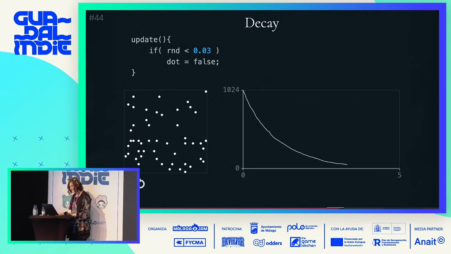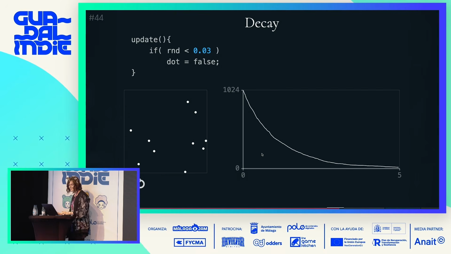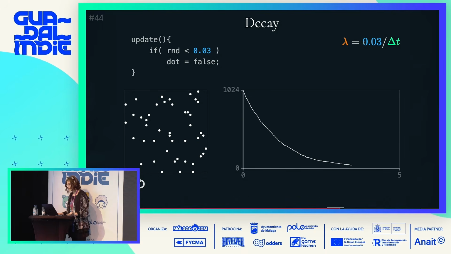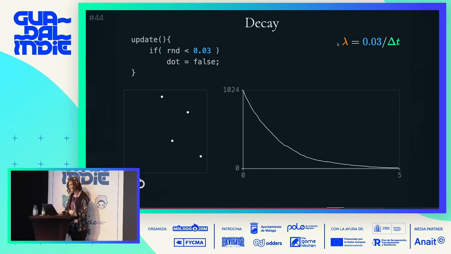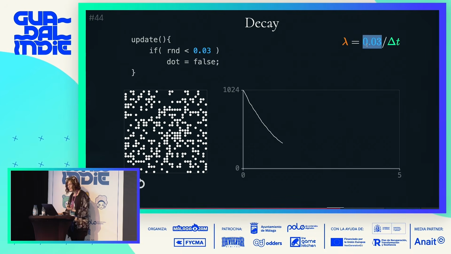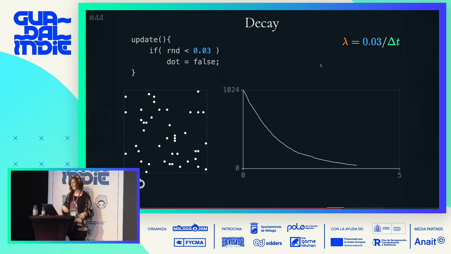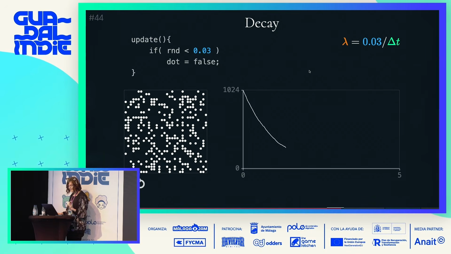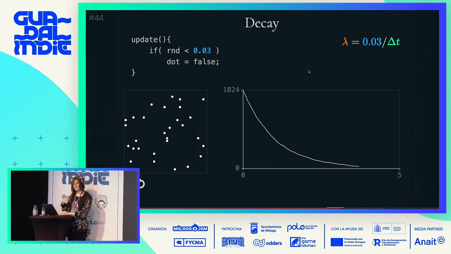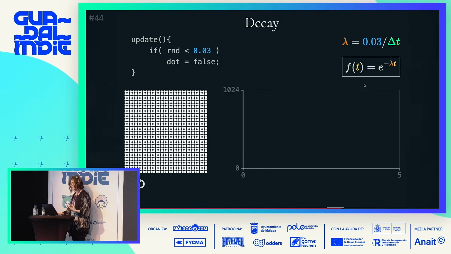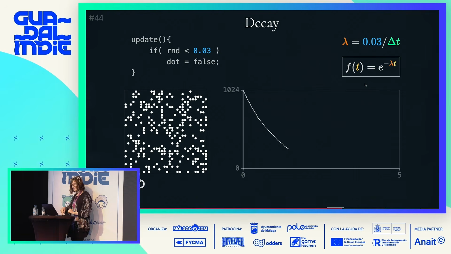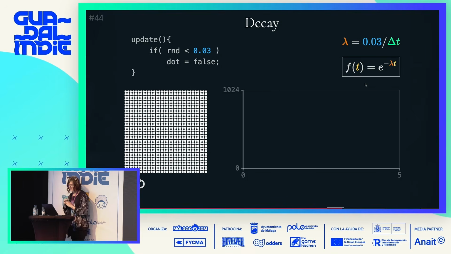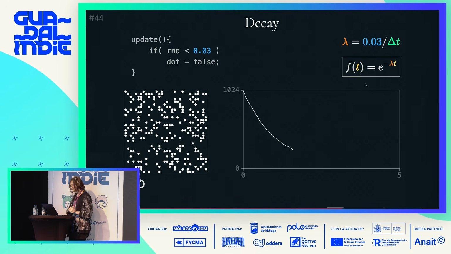And so this can actually be computed, and the constant for this is usually denoted using a lambda. It's the exponential decay constant. In this case, it would be 3% divided by delta time, if we want to calculate the decay constant for this. And then the decay function itself that we use in the real world is a function over time that is e to the power of negative decay times time. So that is the exponential decay function.